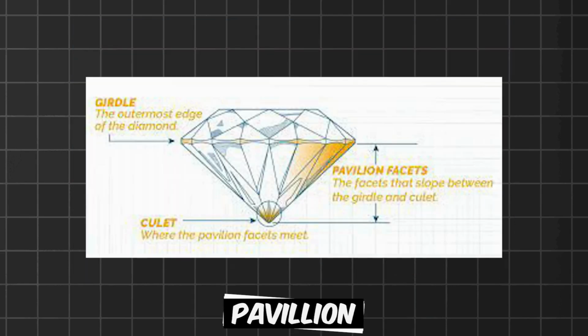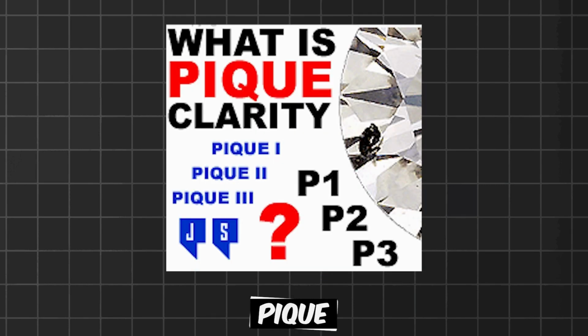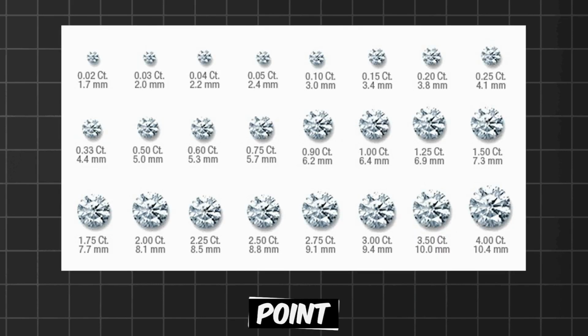Pavilion, the portion of a round brilliant cut diamond between the girdle and the cullet is known as the pavilion. Pipe, a roughly funnel-shaped vertical extrusion of volcanic breccias and kimberlite. Peak or PK, this is a term meaning a lower grade of clarity or purity of the diamond. Point, this is 1/100th of a carat. For example, a 0.72 carat is 72 points.